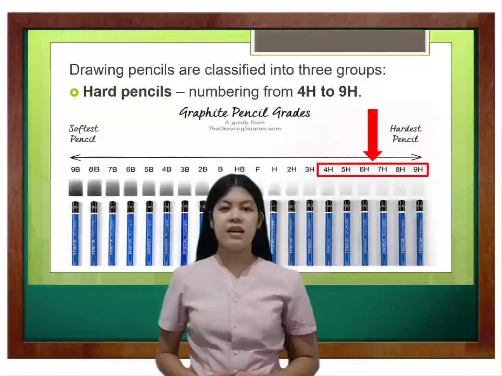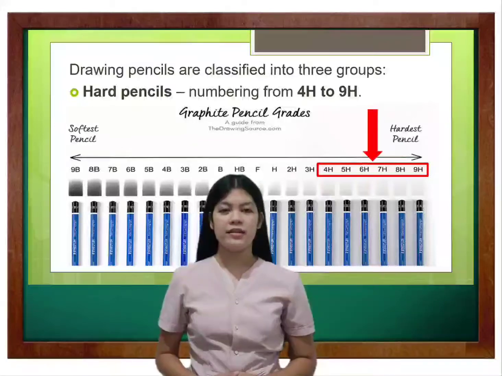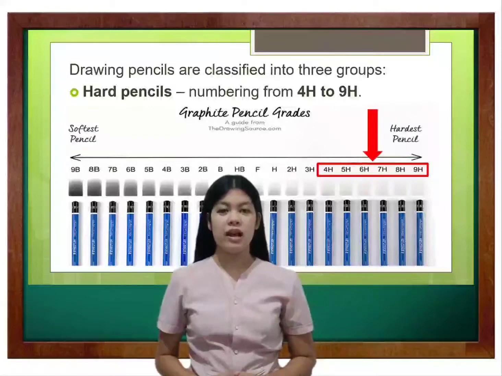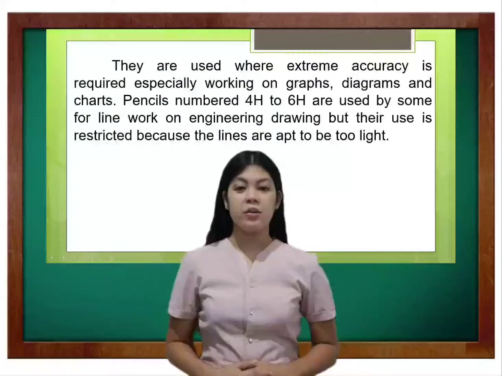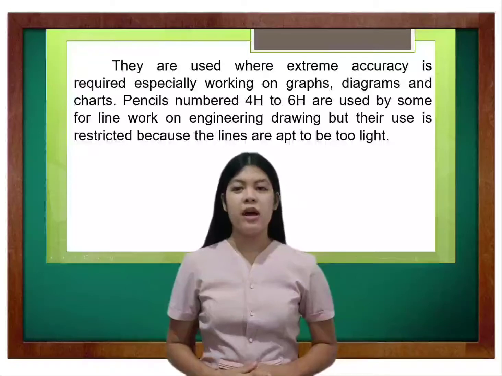Drawing pencils are classified into three groups. First, we have hard pencils, numbering from 4H to 9H. As you can see in the picture, the hard pencils from 4H to 9H produce light values of shading. They are used where extreme accuracy is required, especially when working on graphs, diagrams, and charts.